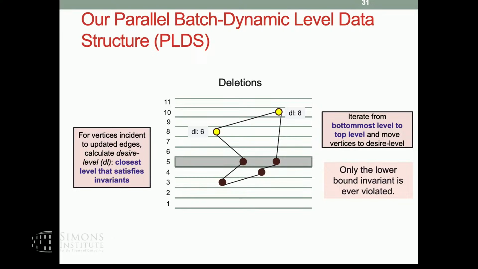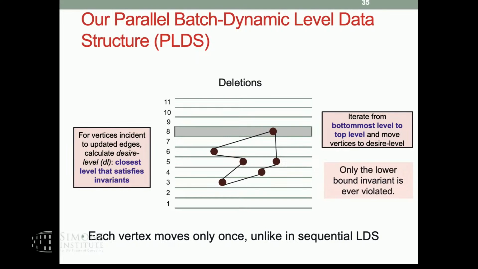So for this example, let's just say that this yellow vertex, the one on the left there, before it was happy, but now it's not. So now I compute a desire level for it, which is going to be 6. And then let's say the other yellow vertex, which had a desire level of 8, I'll just keep that. So now when I get to level 6, I'm going to move the yellow vertex at level 8 down to level 6. And I'm going to check whether its remaining up neighbor wants to move down. For this example, let's just say it doesn't. Then when I get to level 8, I'm going to move that last vertex down. So now let's assume everybody has satisfied their lower bound invariant, and I'm done.